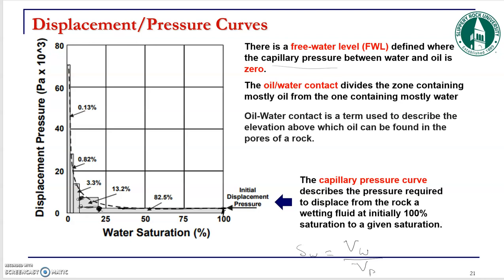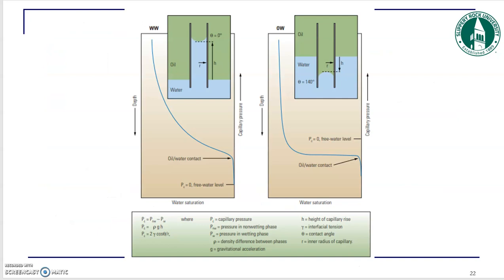Okay, so we defined the free water level previously. That's where the capillary pressure is 0, right? And we defined the oil water contact as the depth at which you will see oil from that depth. For example, if you look at these curves here, this is a capillary tube. Inside here is water, here is water, here is oil. This is the oil water contact. Inside the capillary you have this, and here is another example.